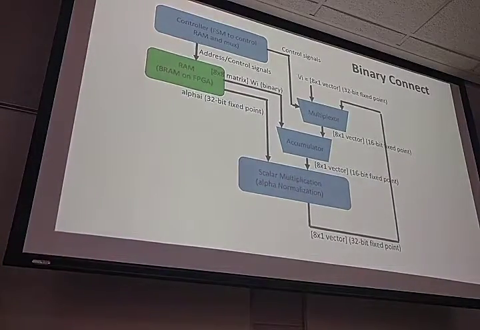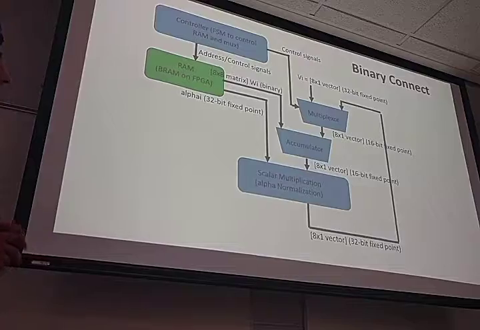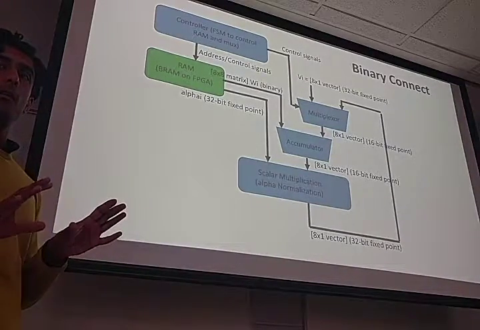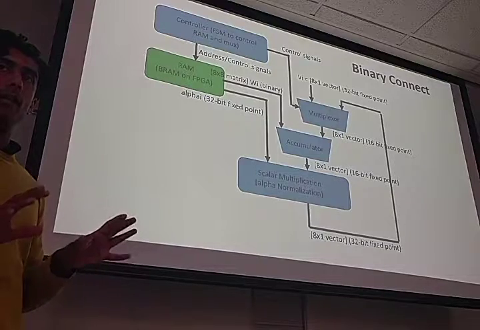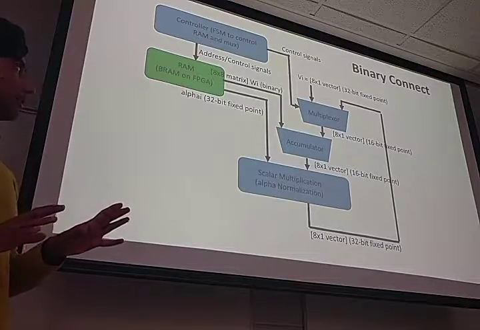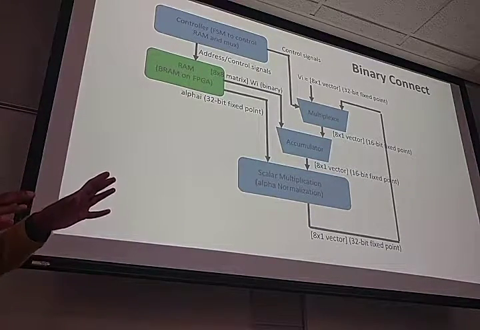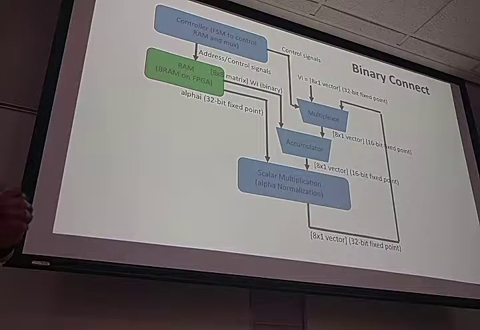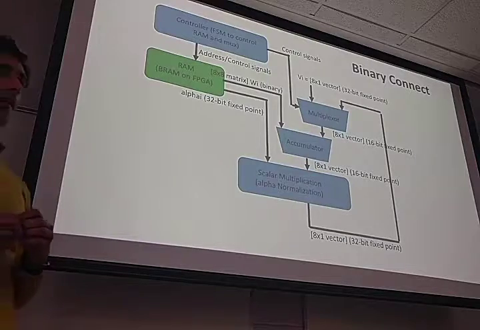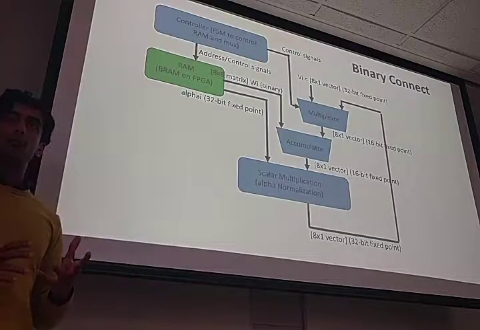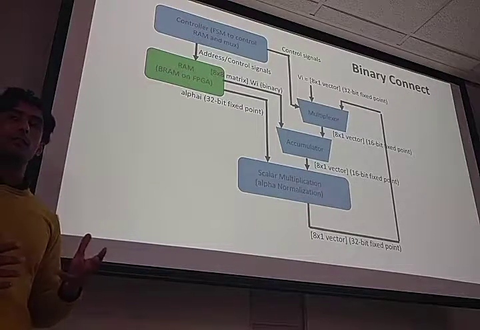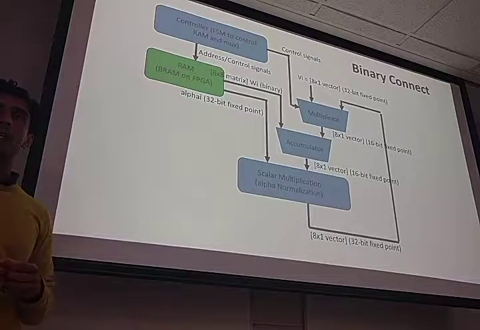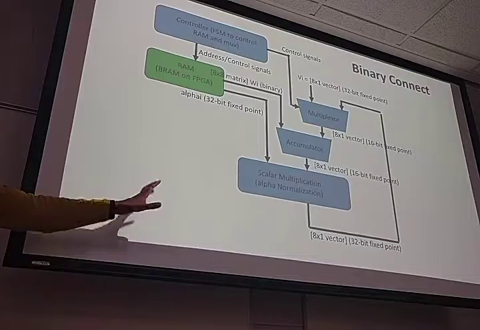And for binary connect, it's also similar, but in this case, instead of multiplying two binary vector and matrix, we have one fixed point scalar, fixed point vector, and then the matrix is binary. And instead of using XNOR pop count, in this sense, we can use an accumulator, which does the same thing. And then it's pretty much similar.